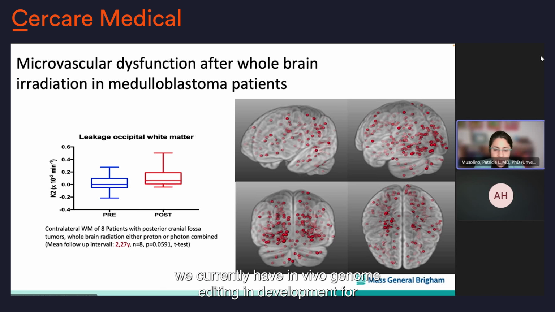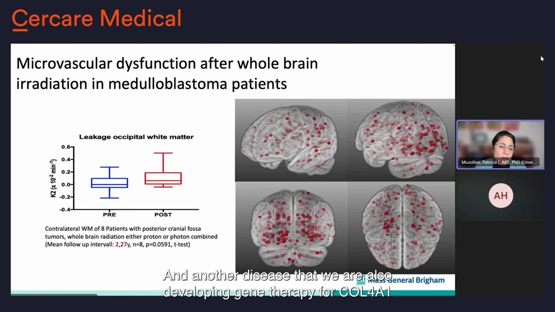Another disease that we currently have in vivo genome editing in development for, an ultra rare disease, a terrible disease, is childhood strokes before 6 years of age, and all of them with white matter degeneration with this kind of cystic-like lesions, perivascular spaces.